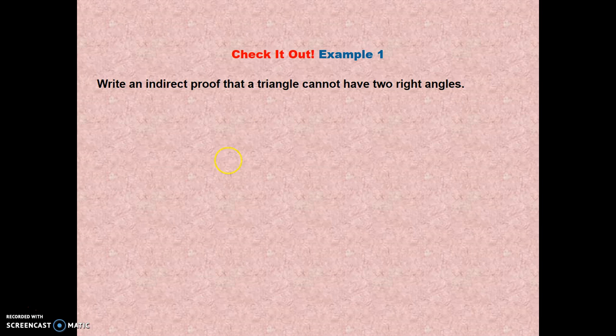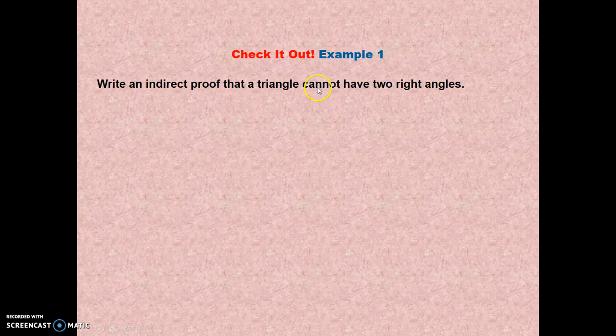Alright, so here we have write an indirect proof that a triangle cannot have two right angles. Well, let's think. Can a triangle have two right angles? Well, no, it can't. So again, if you need to think about that more, go ahead, but I know right away it can't. So let's prove this indirectly, and we're going to basically assume that this is false.